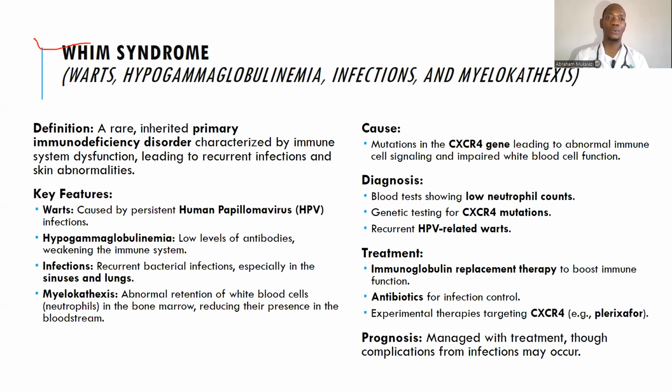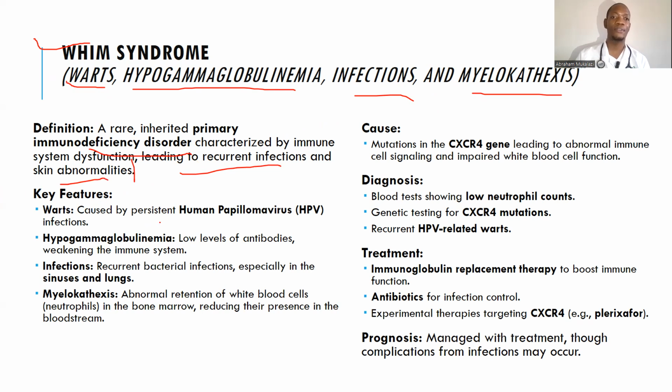The first one is the WIM syndrome. WIM is just an acronym. W stands for warts, H stands for hypogammaglobulinemia, I stands for recurrent infections, and M stands for myelokathexis. In this case, it is a rare primary immunodeficiency disorder, and someone has immune dysfunction leading to recurrent infections, some of which include warts.